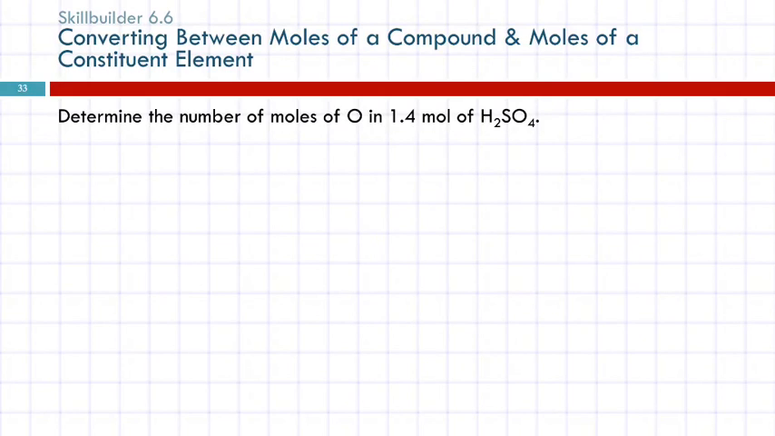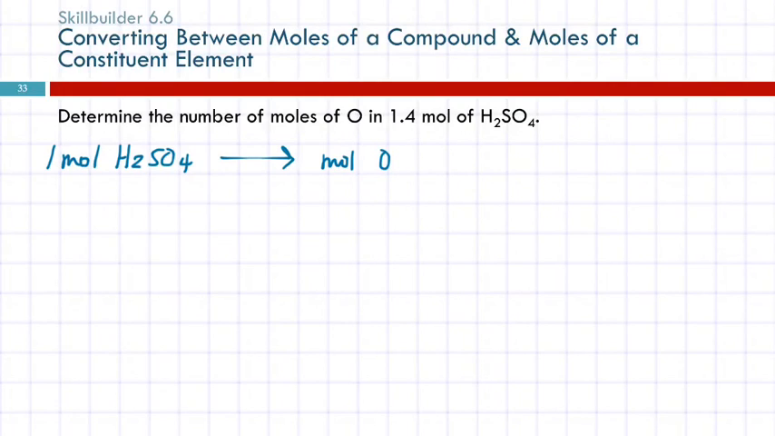Okay, so determine the number of moles of oxygen in 1.4 moles of H2SO4. So we've got 1 mole H2SO4, and we want to find moles of O. So we can do that in one step. Look at the formula. In one of these units, how many oxygens are there? 4. The number 4 is just right there, right?